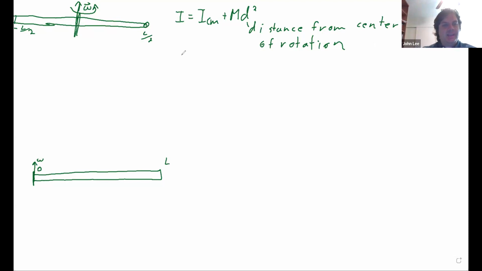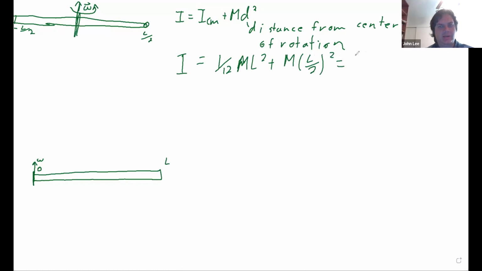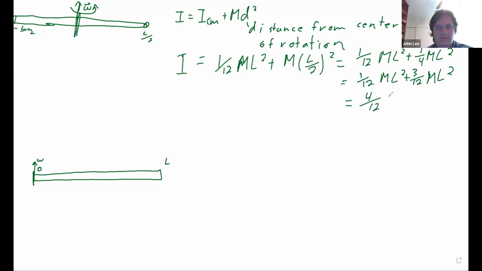But in this case, I here is going to be equal to I from the center of mass, which is 1/12 mL squared, plus m times L over 2 squared, which is 1/12 mL squared plus 1/4 mL squared, equals 1/12 mL squared plus 3/12 mL squared, equals 4/12 mL squared, equals 1/3 mL squared.